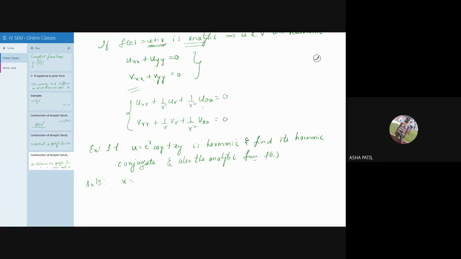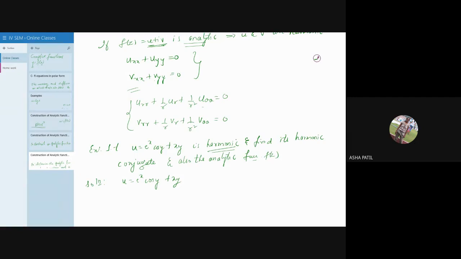So what all you have to do? U is given to us as e raised to x into cos y plus xy. How to show that u is harmonic? If it satisfies the Laplace equation. That is, you have to show uxx plus uyy equal to 0.